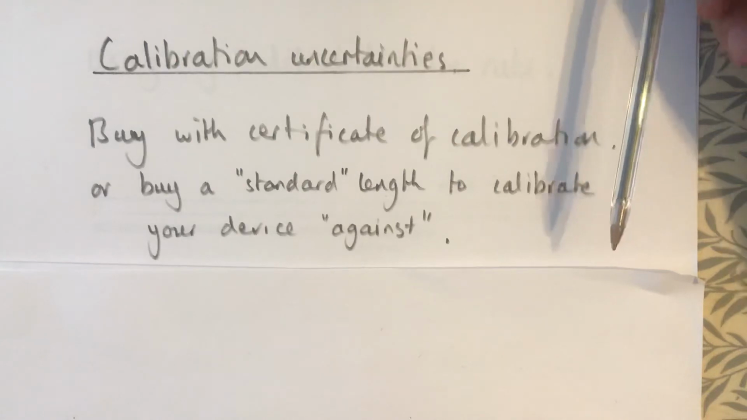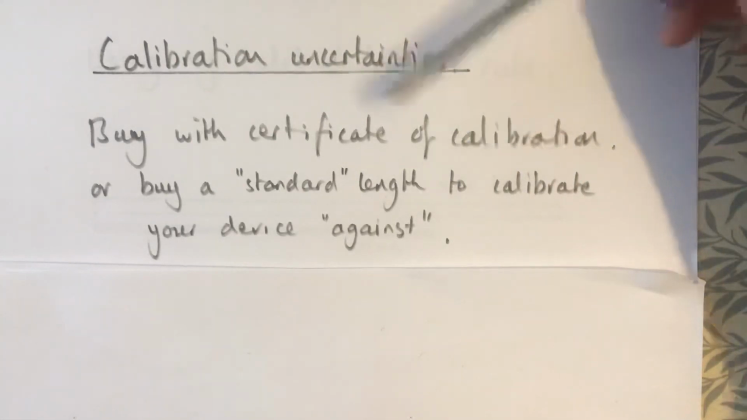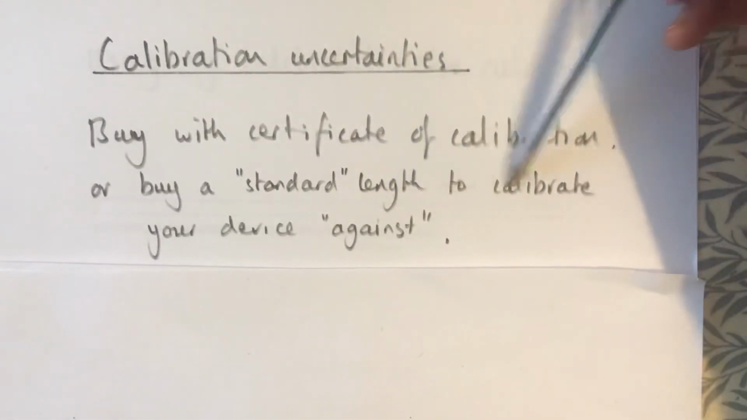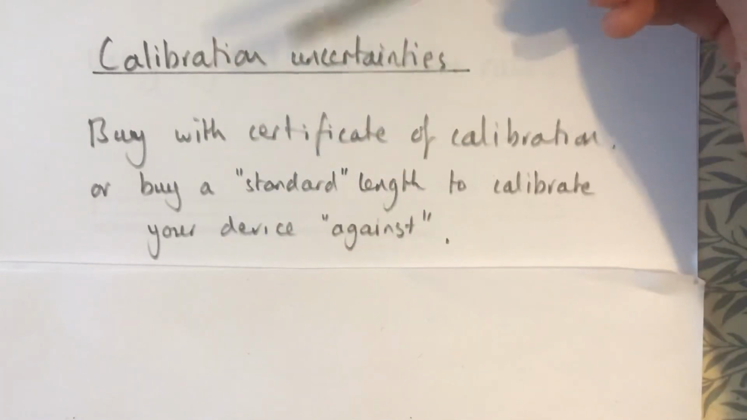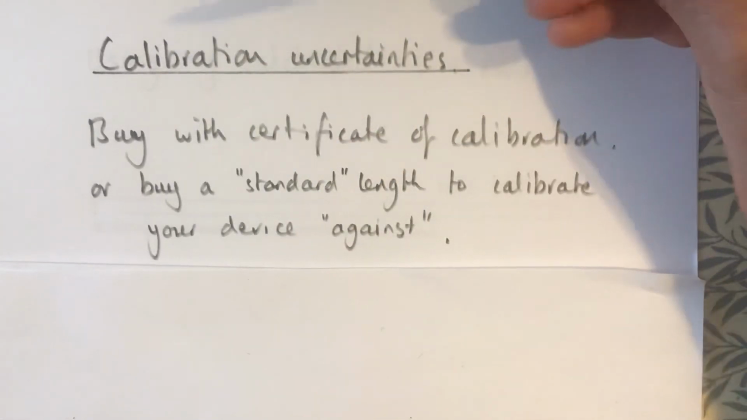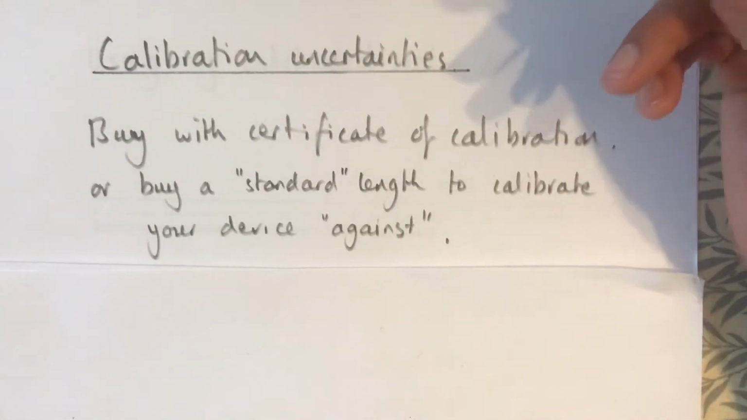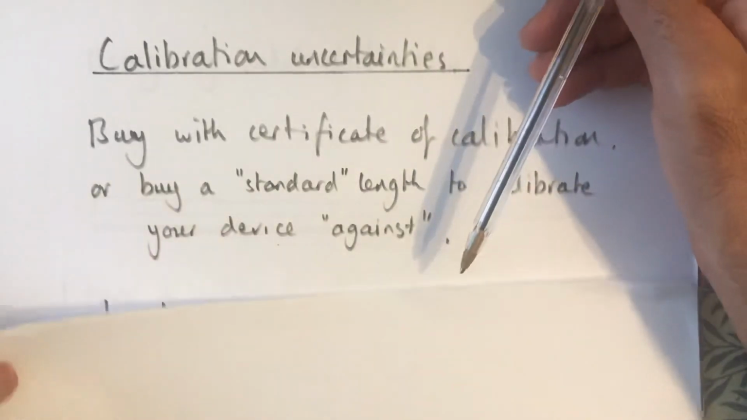If it's something high quality and useful, it would come with some sort of indication of how it's been calibrated and perhaps a certificate which says it's been set against a standard length or a standard mass or a standard something, so that we know that it's definitely set against the British national standards, which are linked to international standards. So you buy a device with a calibration certificate.